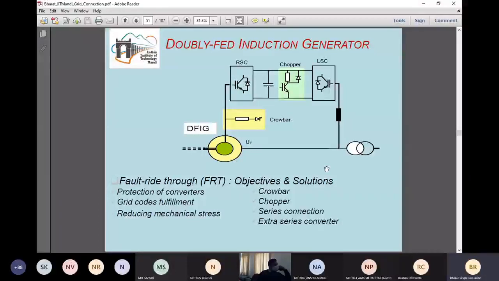So see, a chopper is there in the DC link voltage. Why is this chopper there? This chopper is there to provide the fault ride through capability of the double-fed induction generator.